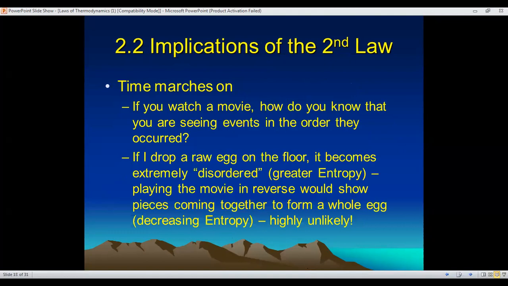Okay, what is the implication of the second law? Time marches on. If you watch a movie, how do you know that you are seeing events in the order they occurred?